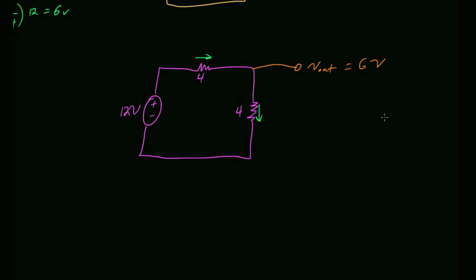Now, I'm going to come along and add my other 2 resistors. By adding resistors, what should happen to this voltage if I add resistors? It's going to drop. Let's have an intuitive reason for why that voltage should drop if I add resistors.